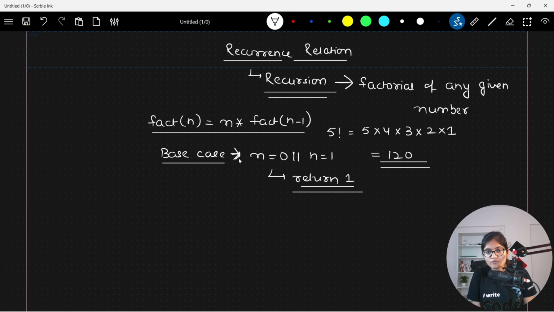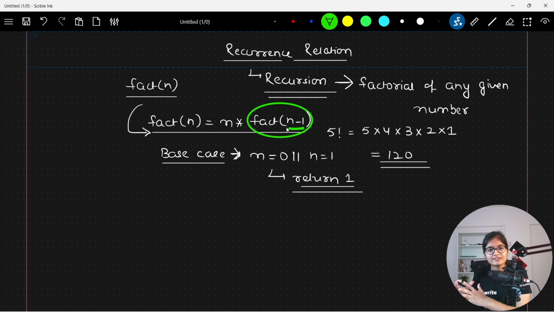So the recursion is that if I am having one function named fact of n, right, internally again I am calling the same function by the same name but with some different parameters, in order to calculate the factorial of a number. This is something which we call recursion. We will discuss recursion in much more depth in our upcoming sessions, but I just want to give you a brief overview so that I will be able to explain what a recurrence relation is.